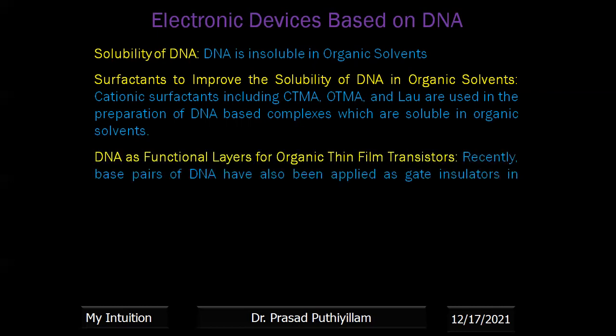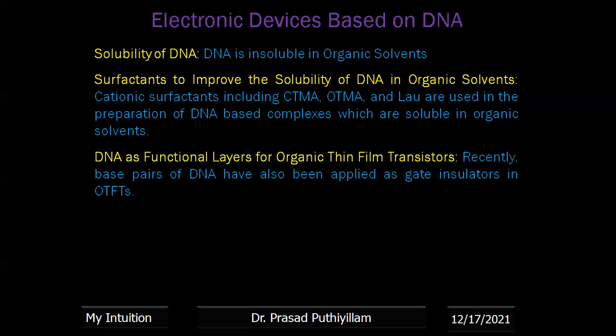Now, the application of DNA as a functional layer in organic thin film transistor, or OTFT. The basic structure of an OTFT consists of three functional layers: an insulating layer, which we also call the gate dielectric, a semiconducting organic layer of P-type, N-type, or even ambipolar, and three conducting electrodes: source, drain, and gate electrodes.